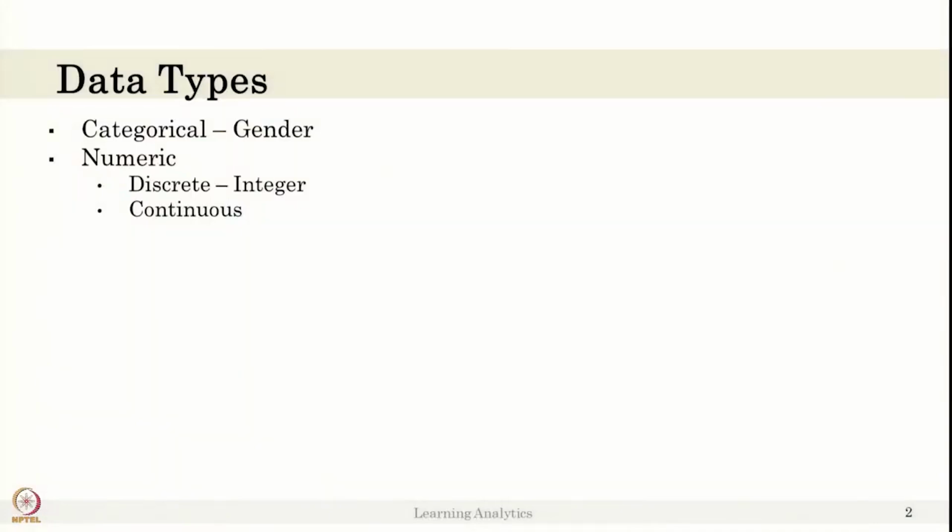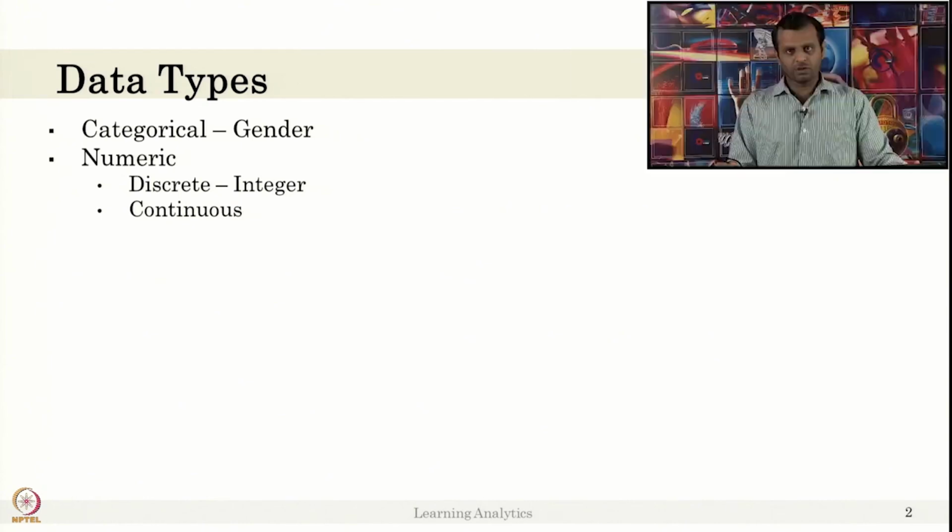Before we jump into what descriptive analytics is, let us look at the data types. There are different data types like categorical, ordinal, ratio, but let us use only two types here, categorical and numeric. What is categorical data? Categorical data has either this or that, this category or that category. For example, if you collect gender information, it is female or male, and there is no order here.